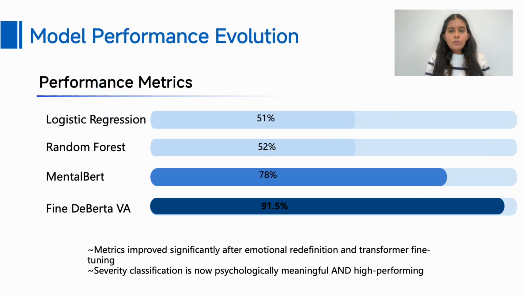Okay, this slide shows how the model performance evolved over time. At first, I experimented with traditional machine learning models like logistic regression and random forest, which only achieved around 51-52% accuracy. These models struggled because they couldn't understand deeper emotional context. Using the MentalBERT model gave a significant boost to about 78% accuracy, since it was specialized for mental health texts, but it still relied on my heuristic severity labels, which were emotionally inconsistent. After redefining severity using emotional grounding and applying transformer fine-tuning with DeBERTa version 3, performance further increased to 91.5%.